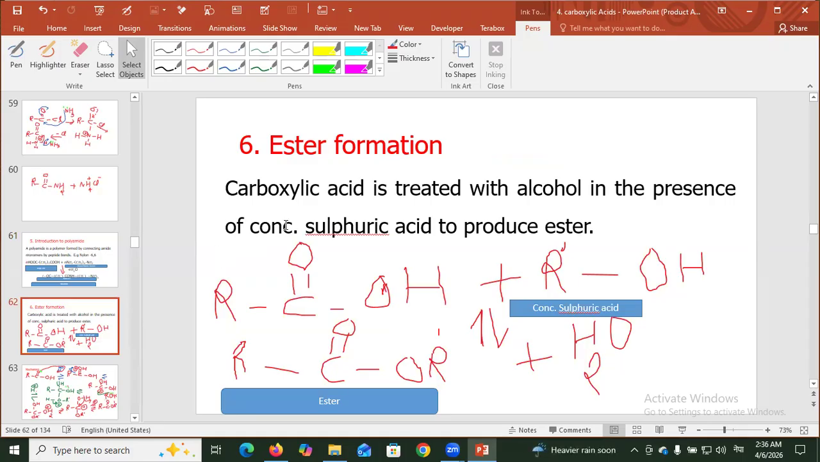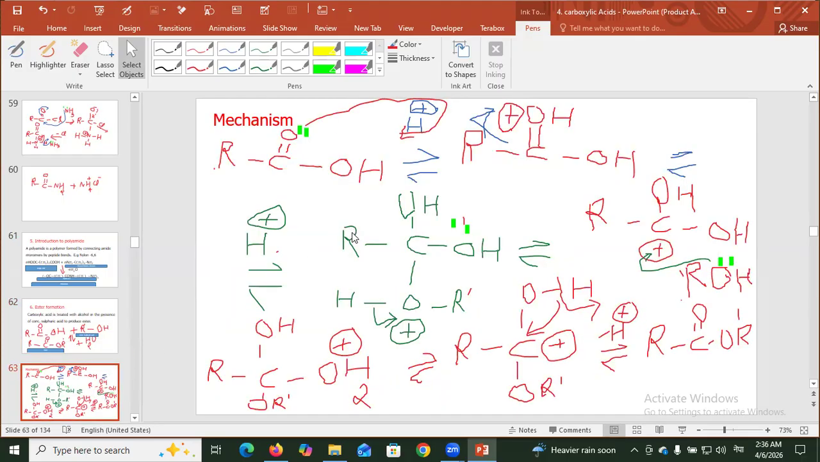Ester formation. A carboxylic acid is treated with alcohol in the presence of acid to produce ester. The carboxylic acid and this lone pair of electrons abstracts this acid and produces this ion.